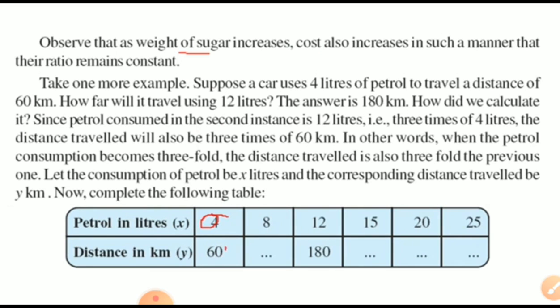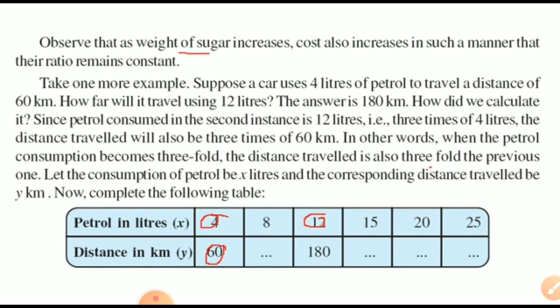As one item is increasing, the second one is also increasing. Petrol: 4 liters costs 60. So how many liters do we need? 12 liters. So how will we do it for 12 liters? 60 times 3 is 180. You know that very well, because 4 times 3 is 12. Or you can say that it is X petrol.